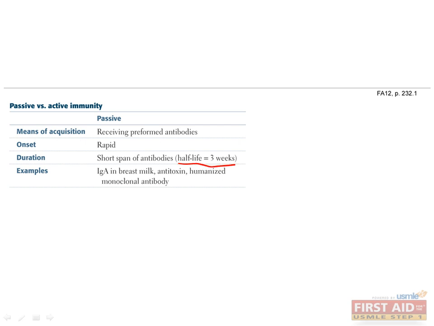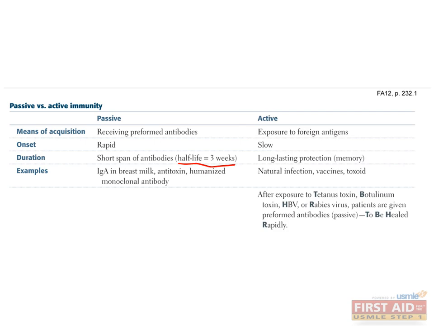Nevertheless, physicians make use of this principle when administering preformed antibodies to treat several diseases, including tetanus, botulism, HBV, and rabies. The active arm works a little differently. Despite the name, it's actually the slower of the two to act. Active immunity to a specific antigen comes about after an organism has been exposed to that antigen for the first time, usually through direct infection or vaccination.